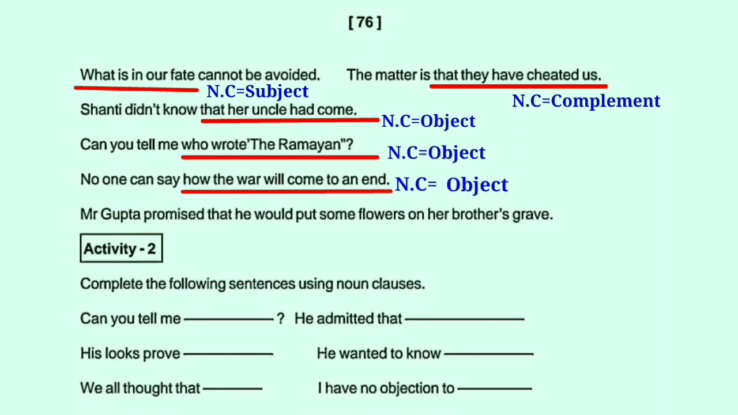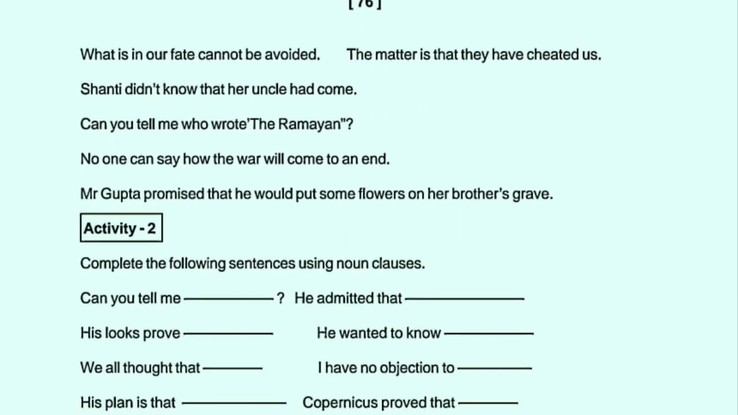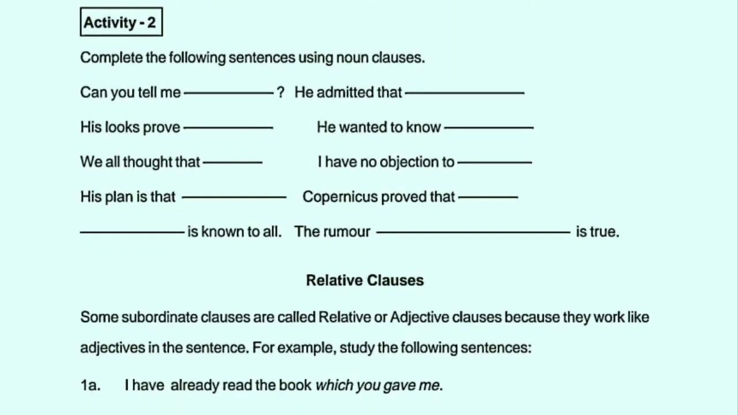Mr. Gupta promised that he would put some flowers on her father's grave. Mr. Gupta promised this. This represents the noun clause that he would put some flowers on her grave, the noun clause working as the object of the transitive verb promised. Activity 2. Complete the following sentences using noun clauses.